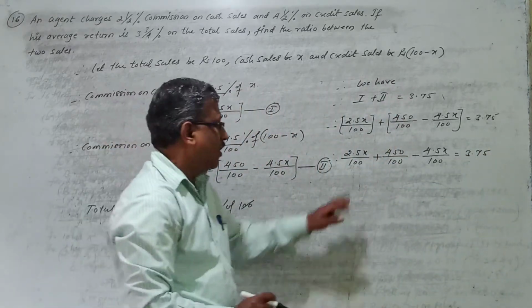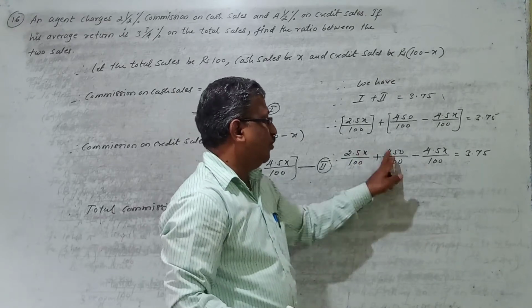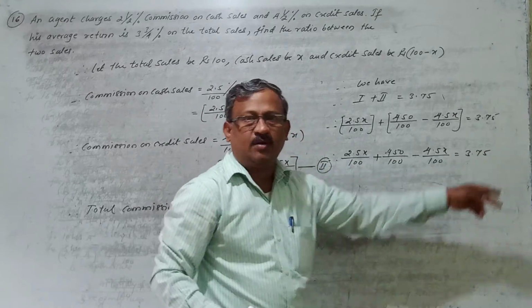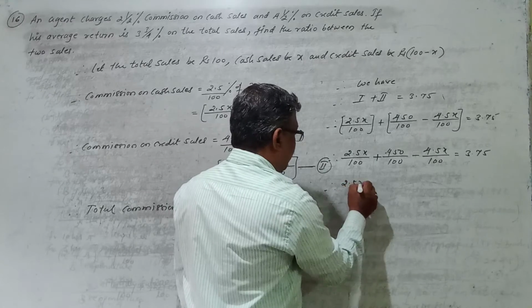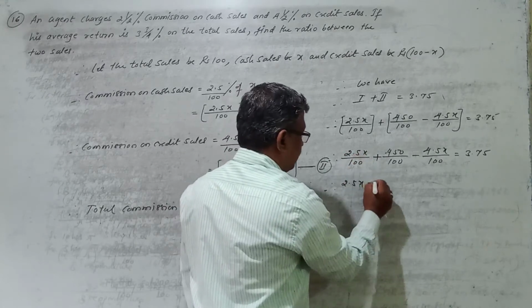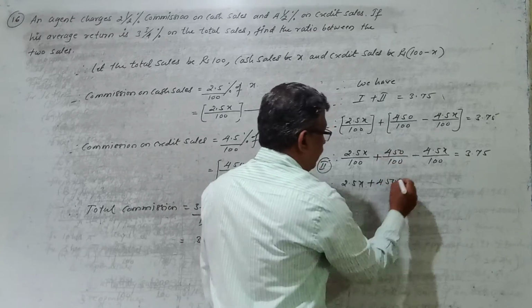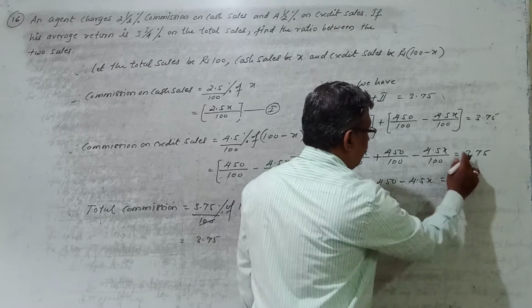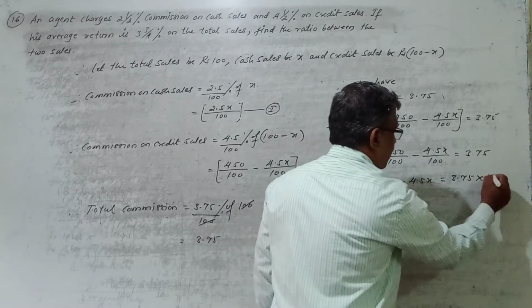Now here the denominator is the same. Denominator of all three numerators is the same. So this denominator you transfer to this side, so that division becomes multiplication. So what remains is only the numerator: 2.5x plus 450 minus 4.5x equals 3.75 into 100.